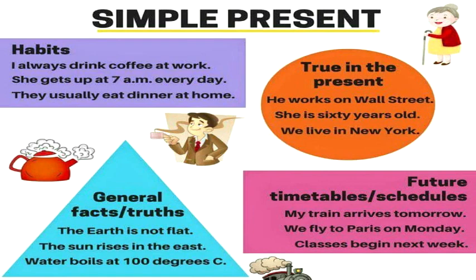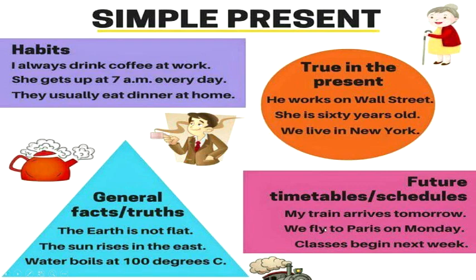Similarly, when you want to talk about present situations, like he works on Wall Street, she is 60 years old, we live in New York. In the same manner, when you want to talk about general facts or truths, like the earth is not flat, there are many seasons. The sun rises in the east. Water boils at 100 degrees C. So these are all factual statements.